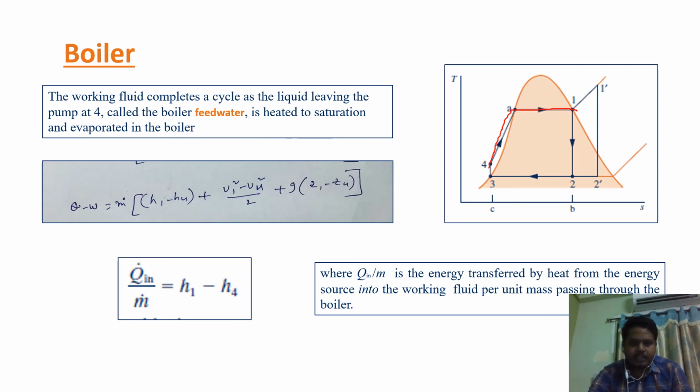So if you simplify this equation, when you apply the first law to the boiler, obviously kinetic energy and potential energies are negligible. Here we are just adding the heat. There is no work, so the work term will be 0. So what would be the final equation? Q equals m dot into H1 minus H4. So we can write it as Q in, heat addition per unit mass, equals H1 minus H4.